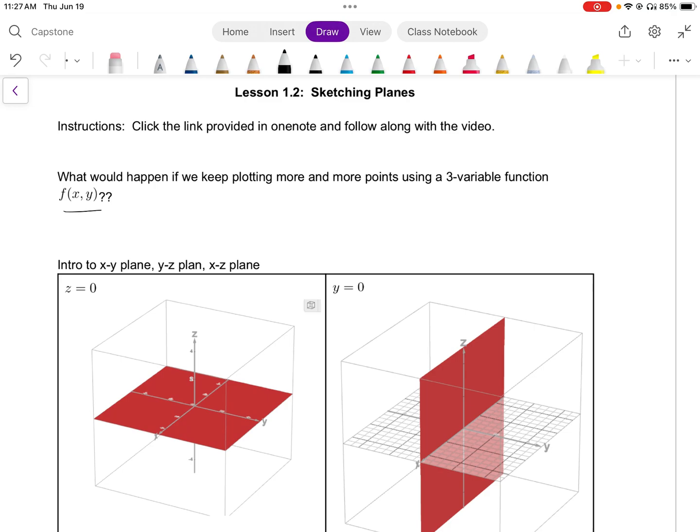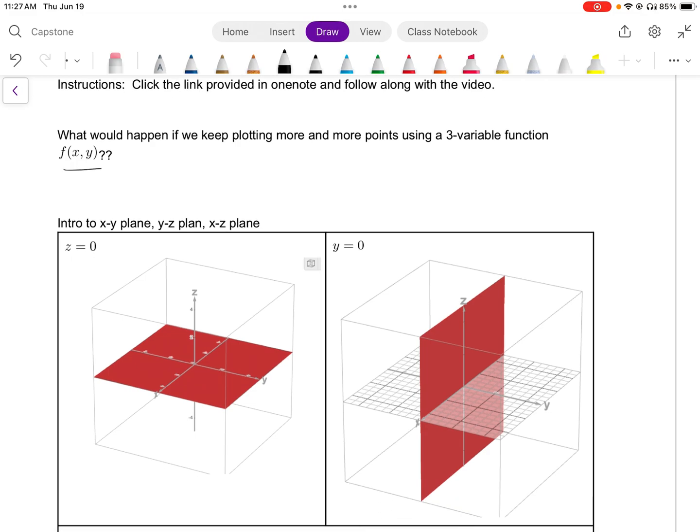And I asked the question at the end of the last lecture, which was, what would happen if we keep plotting more and more points using a three variable function? What would happen is that those points would eventually, if you plotted enough of them, look like they were connecting and they would form a surface that goes off infinitely in every direction. And what we call that surface is a plane.